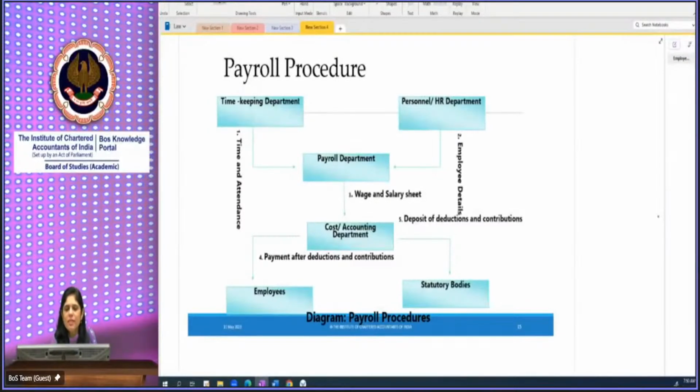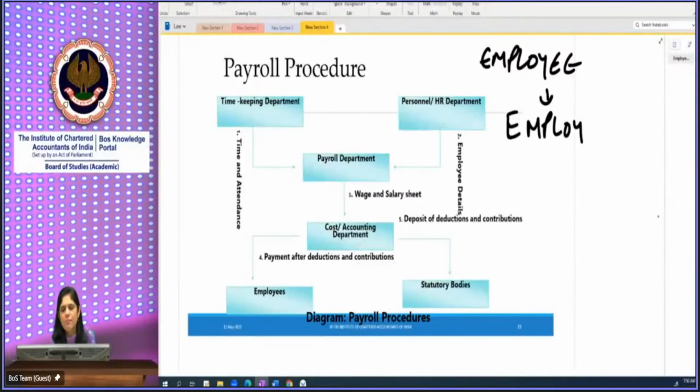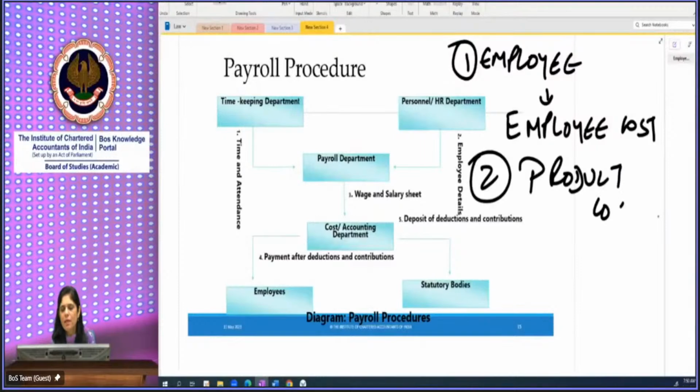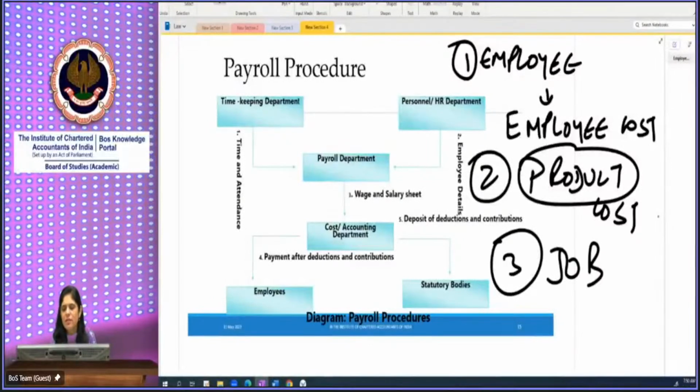So at one time, there can be many cost objects. Clear? If the organization is calculating total employee cost, employee is the cost object. If the organization is calculating product cost, then product is the cost object. If the organization has to calculate the cost of a job, then job is a cost object. So at one time, we can have many cost objects simultaneously. Clear? But yes, for employee cost, employee is the cost object. All right, I hope you have understood.